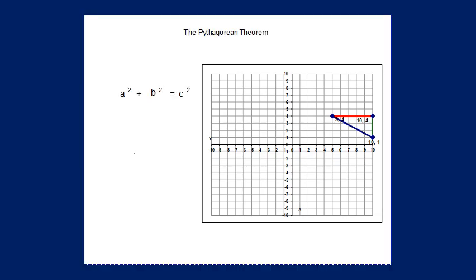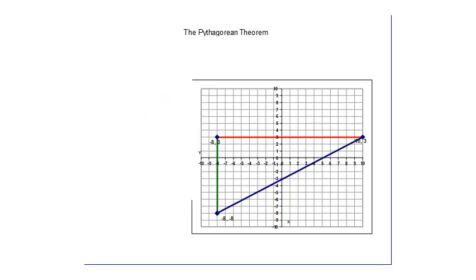A squared plus B squared equals C squared. 5 squared plus 3 squared equals C squared. 25 plus 9 equals C squared. 34 equals C squared. We find the square root of both sides. And C equals 5.83. Try this next one on your own.